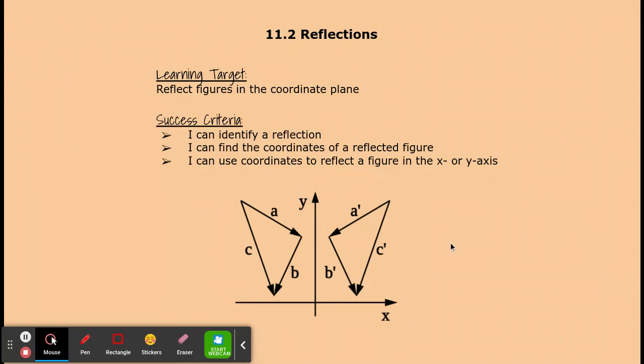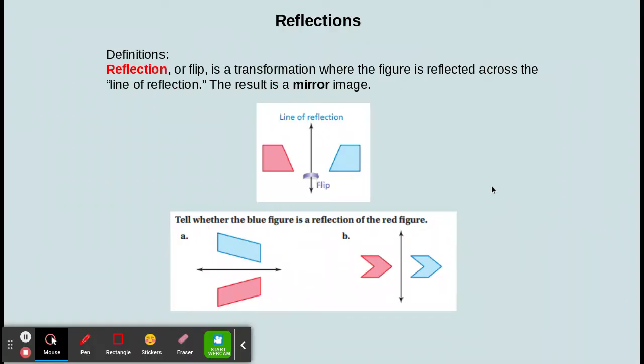11.2 Reflections. This time in 11.2, we're going to talk about the transformation of reflecting. This is where we're going to create a mirror image when we reflect across a line of reflection. So here we can see that we have reflected figure A, but figure B has just been translated. It's just slid. So only A is a reflection.